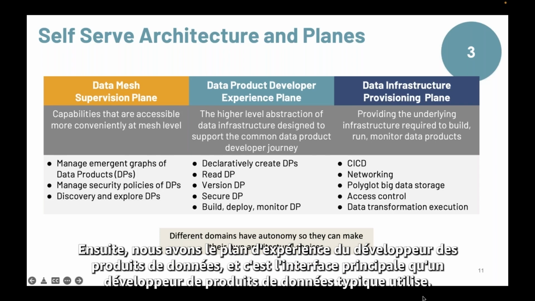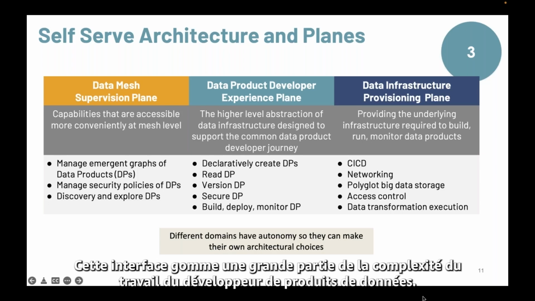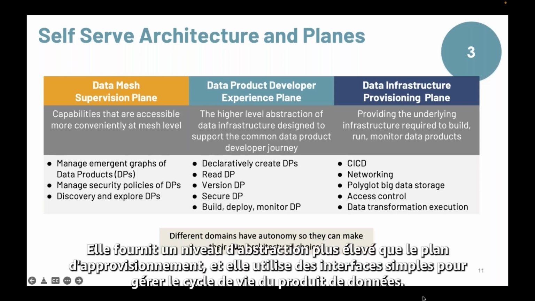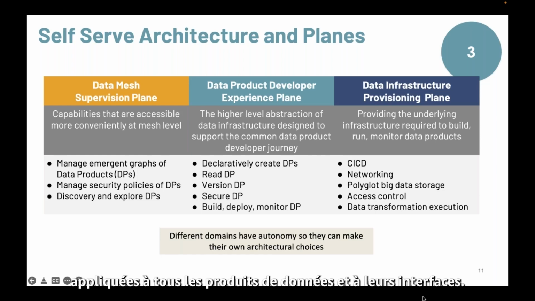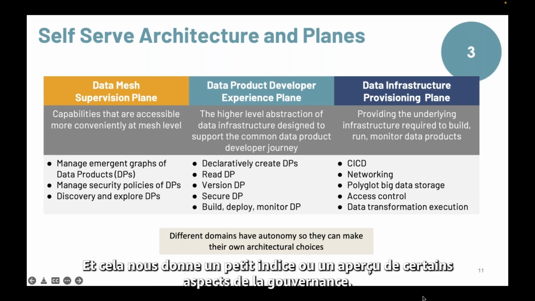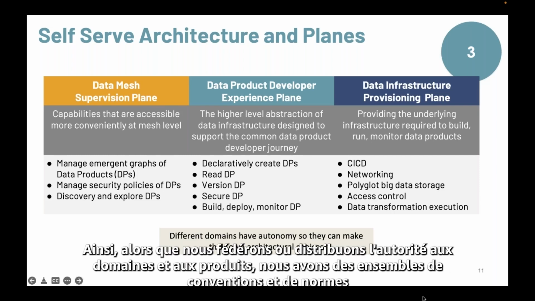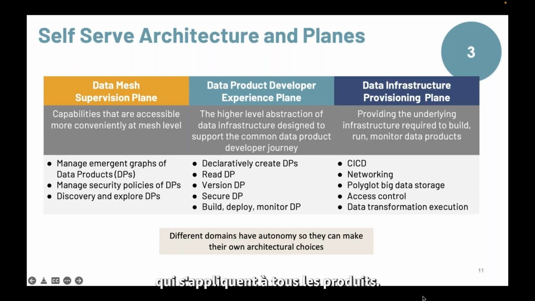Then we've got our data product developer experience plane, and this is the main interface that a typical data product developer uses. So this interface abstracts many of the complexities of what it entails to support the workflow of a data product developer. It provides a higher level of abstraction than the provisioning plane, and it uses simple declarative interfaces to manage the life cycle of a data product. It automatically implements the cross-cutting concerns that are defined as a set of standards and global conventions applied to all data products and their interfaces. And that's giving us a little clue or insight into some of the governance. So while we are federating or distributing authority to the domains and the products, we do have some sets of conventions and standards that go across all the products.